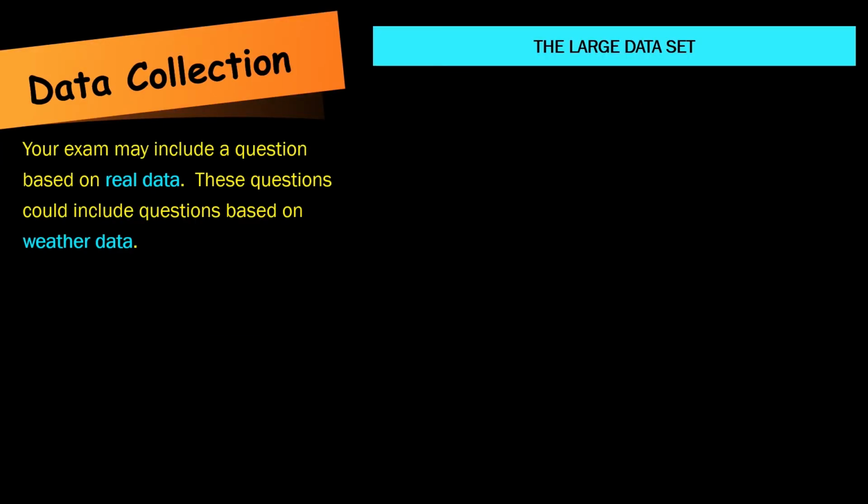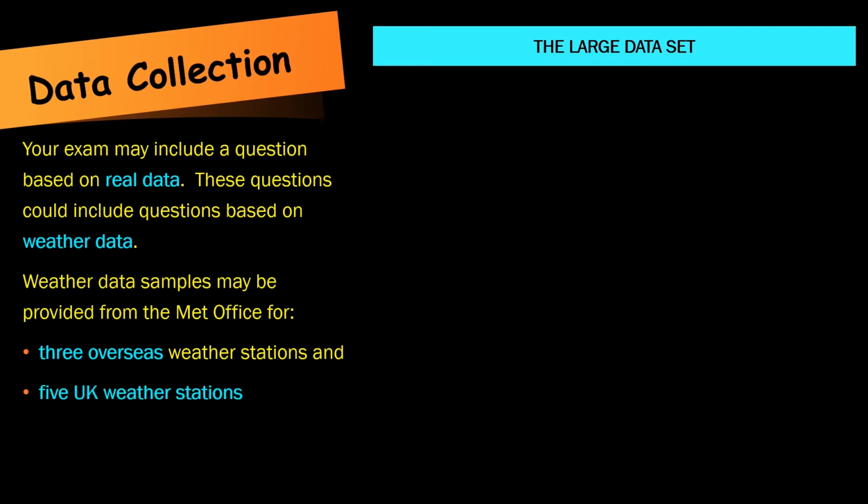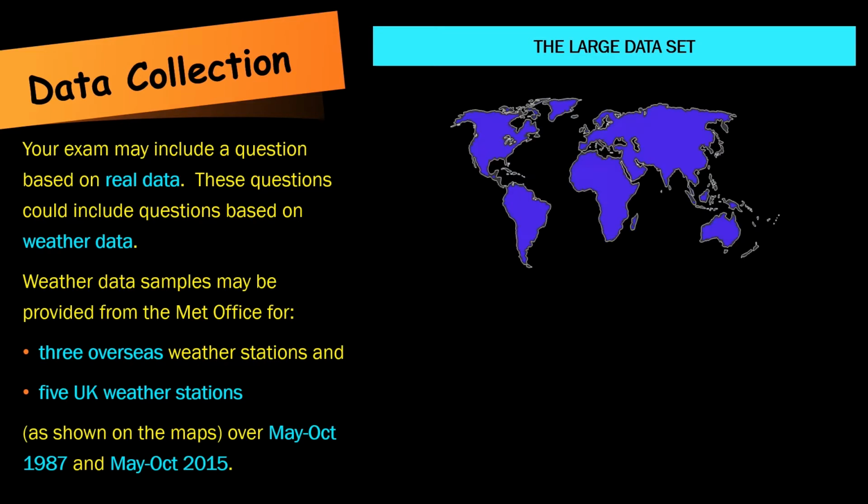Your exam may include a question based on real data. These questions could include questions based on weather data. In this case, weather data samples may be provided from the Met Office for 3 overseas weather stations and 5 UK weather stations, as shown on the maps over May to October 1987 and May to October 2015.